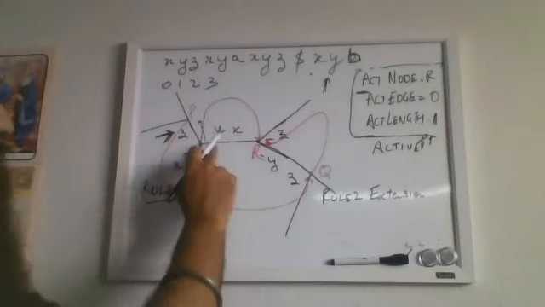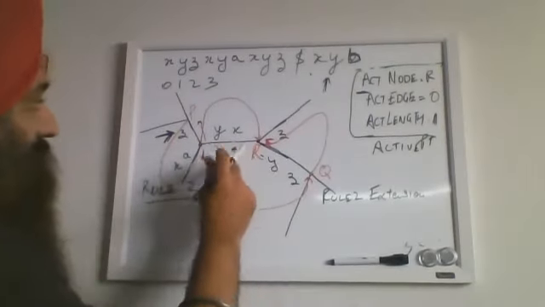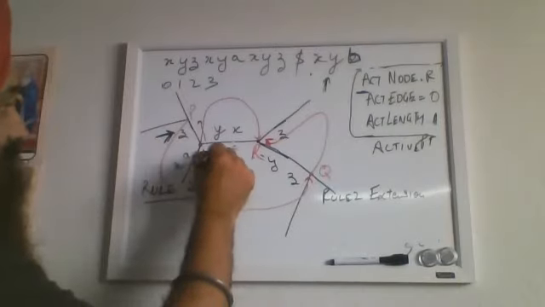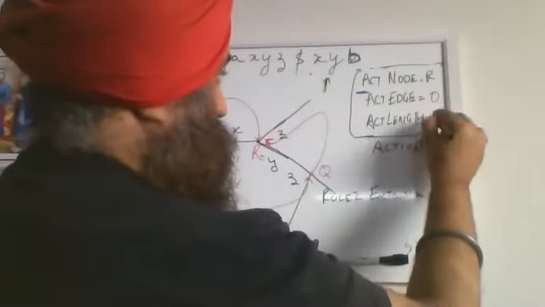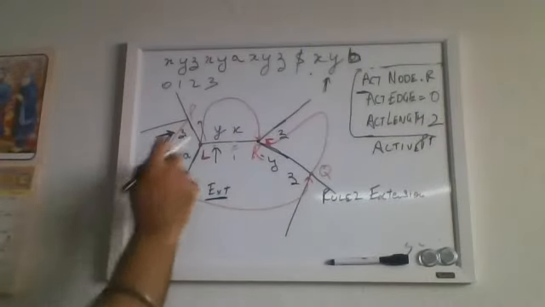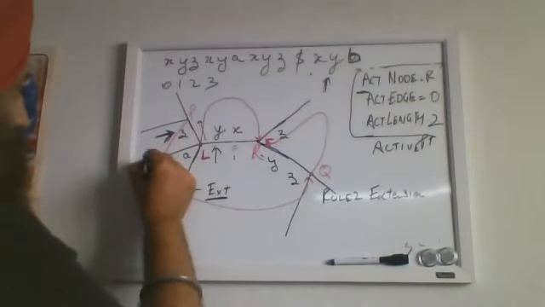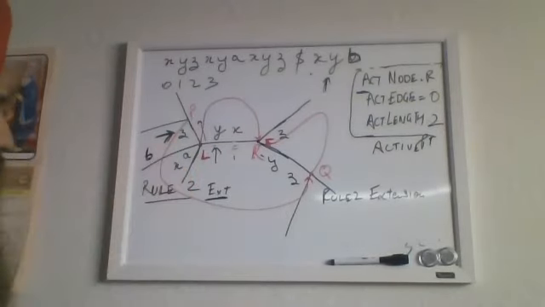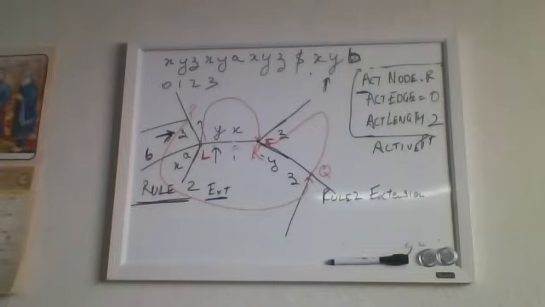You see y is already present. This was your active point. You see y is already present here, so this becomes your active point. Your edge remains the same, your length becomes 2. Now next you see b. You want to add b, but b is not present. So you create a new edge and label it as b. Now whenever a rule 2 extension happens, you have to create a new node.